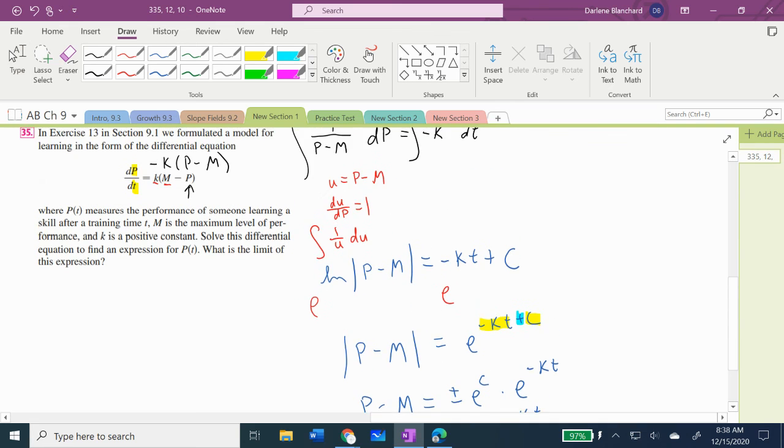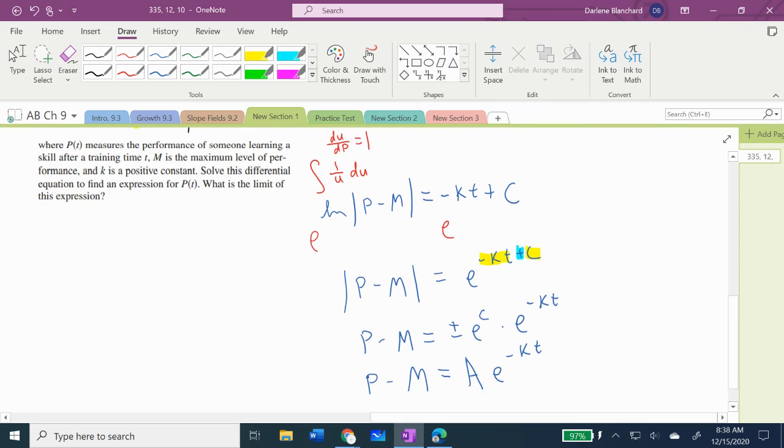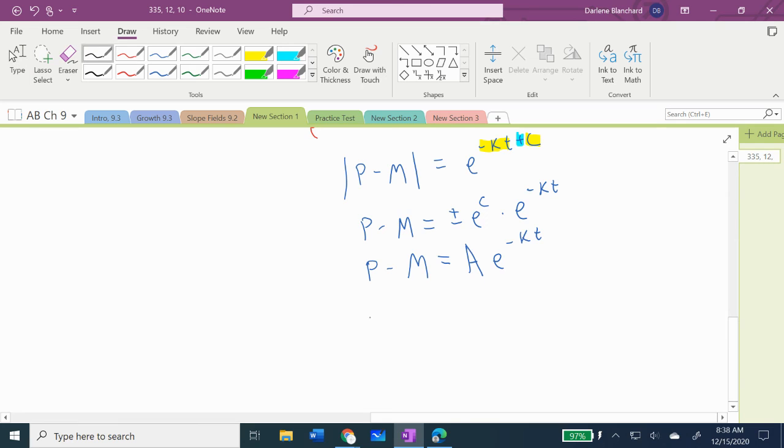And I can solve for my unknown constant. Or am I able to solve for my unknown constant? I do not have an initial point, so I cannot solve for my unknown constant. And I'm just going to be able to say that p is equal to, add m to the other side, plus unknown constant A times e to the negative kt.